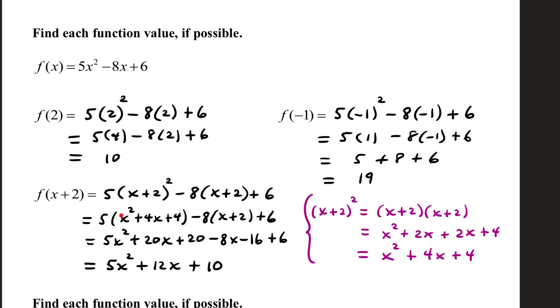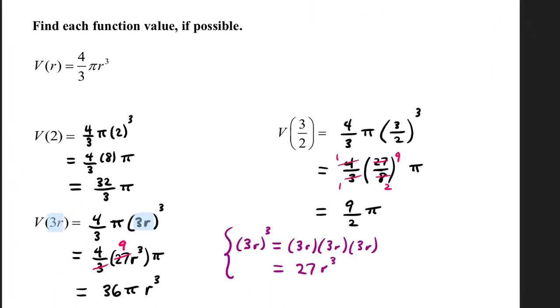Now we can distribute 5x squared plus 20x plus 20, and then we can distribute -8, -8x minus 16. Don't forget to add 6. Combining like terms, we only have 1 x squared term, so 5x squared, 20x minus 8x, that's 12x, 20 minus 16 plus 6, that's positive 10.